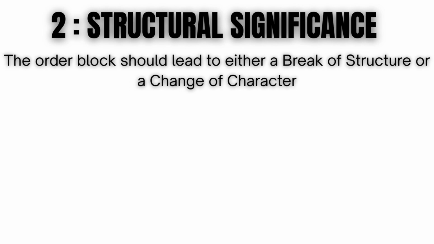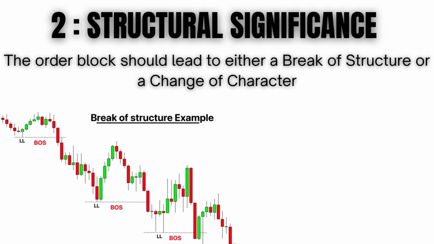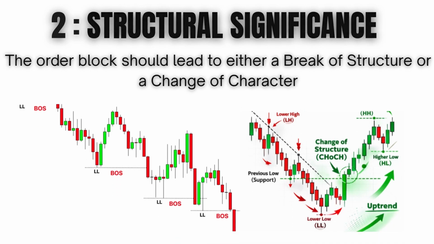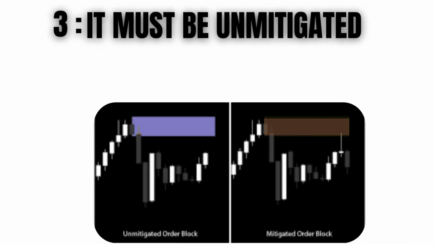Second, structural significance. The order block should lead to either a break of structure or a change of character. A BOS tells you the trend is continuing. A CHoCH signals a potential reversal. Either way, the move needs to mean something structurally. Otherwise, it's just noise.